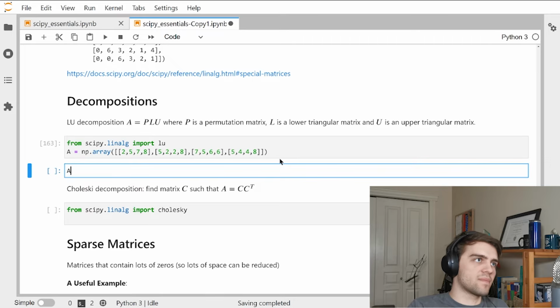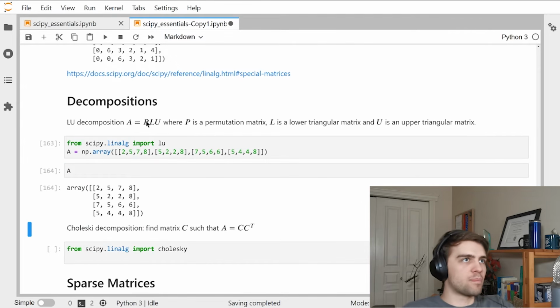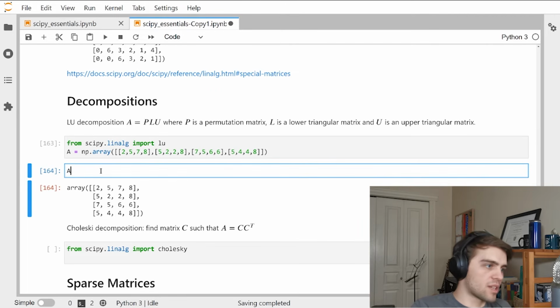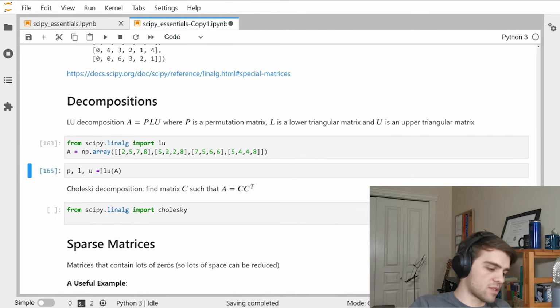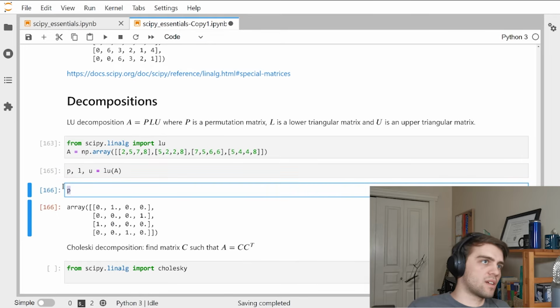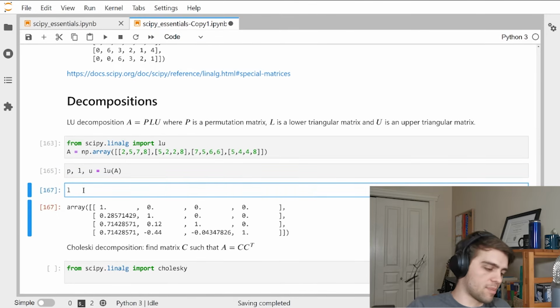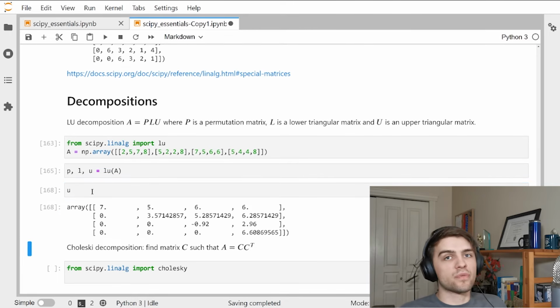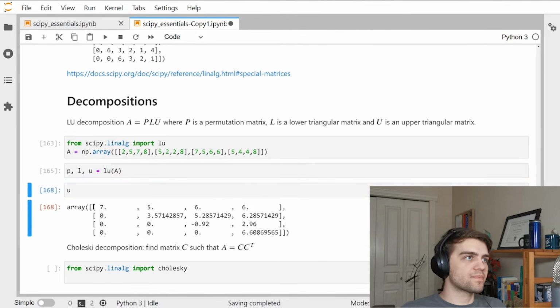I can look at this. And here it will convert it into P, L, and U, where P is a permutation matrix, L is lower triangular, and U is upper triangular. So I just, really simple, [P, L, U] = lu(A), and it returns 3 matrices: the permutation matrix, which of course is all 1s and 0s, lower triangular, and upper triangular. That might be useful for a particular application.